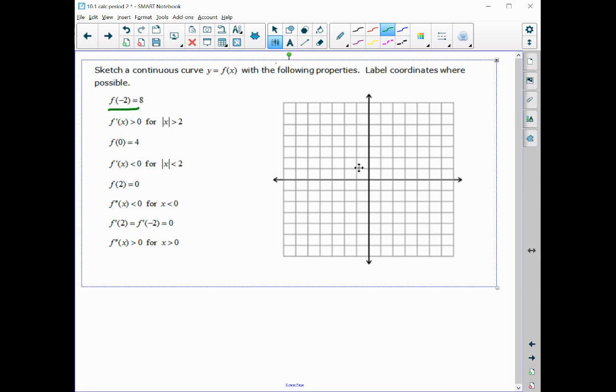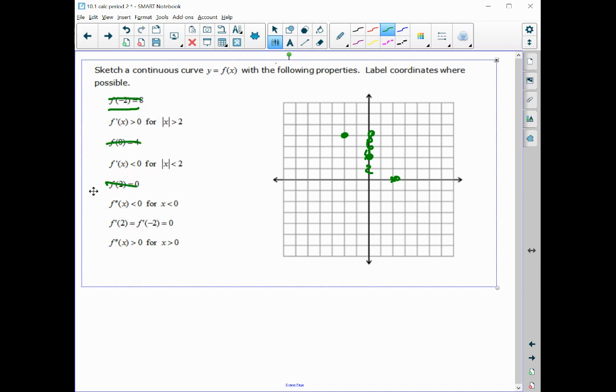So plot your points, because those are going to be easy to plot. Now I'm going to scale this by 2 because I don't have enough room. So negative 1, 2, 3, 4, 5, 6, 7. I guess I could, but I'm just going to count by 2s to help myself here. So negative 2, 8. f of 0 is 4. f of 2 is 0. And I cross those out so I know I've taken care of them.